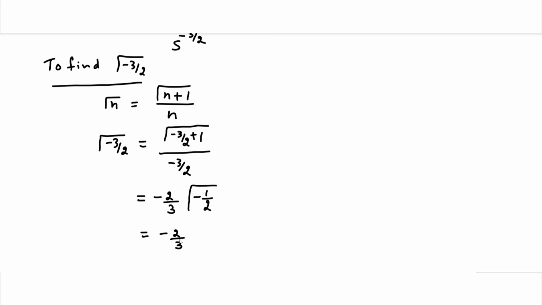Minus 2 by 3 as it is. Once again, because it is negative, the same formula has to be used: gamma of n equals (n plus 1) by n. So now the value of n is minus 1 by 2, so you will be getting gamma of n plus 1. So n value is minus 1 by 2 plus 1, whole divided by minus 1 by 2.